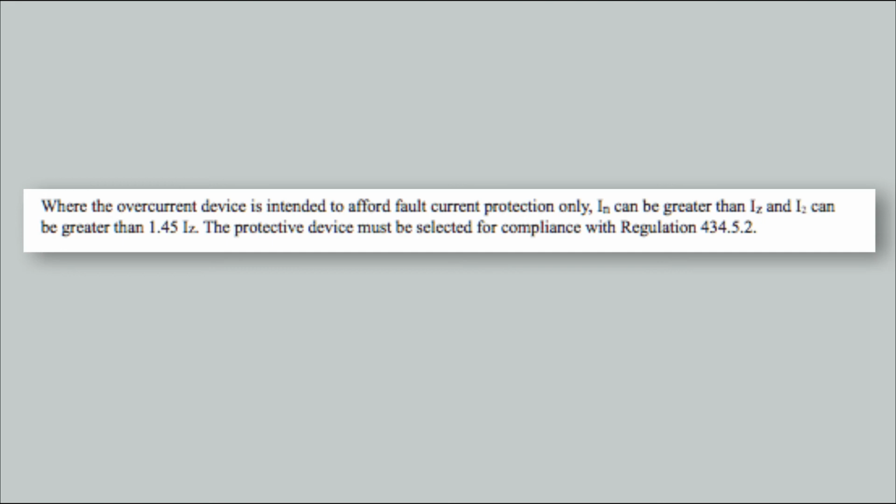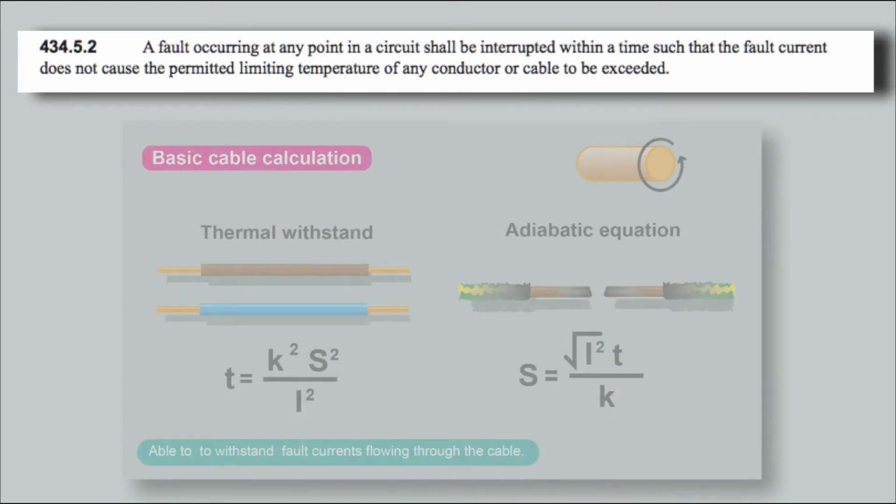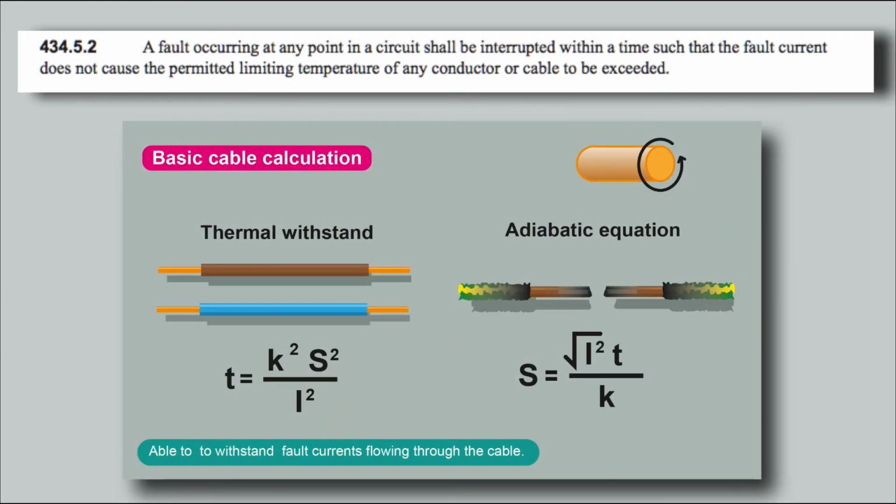So as the regs tell us, where the overcurrent device is intended to afford fault current protection only, In can be greater than Iz, and I2 can be greater than 1.45 times Iz, but the protected device must be selected for compliance with regulation 434.52.